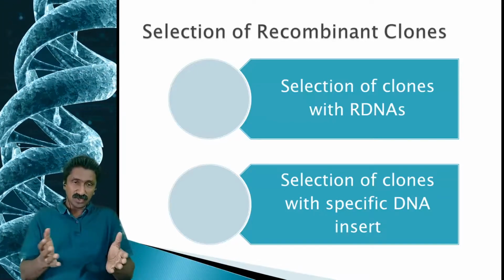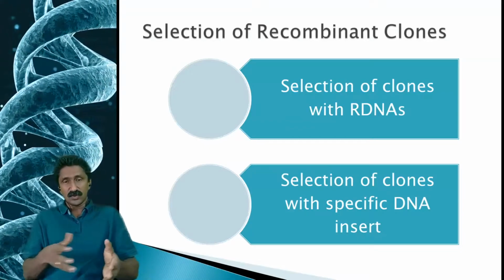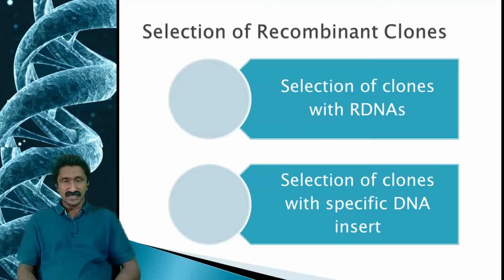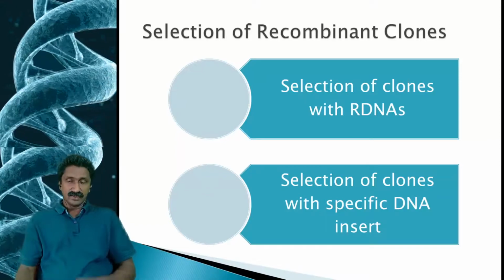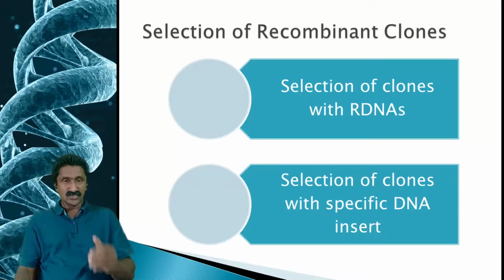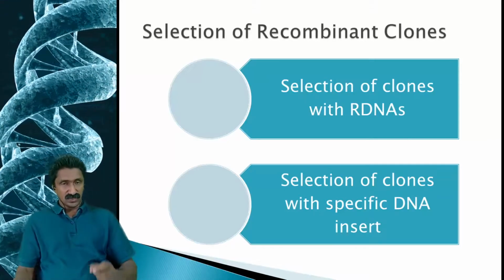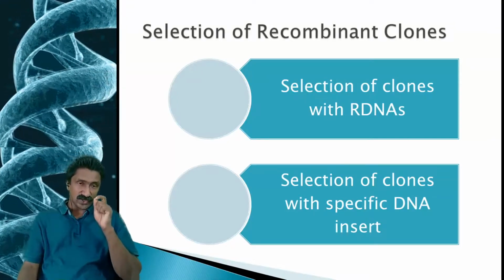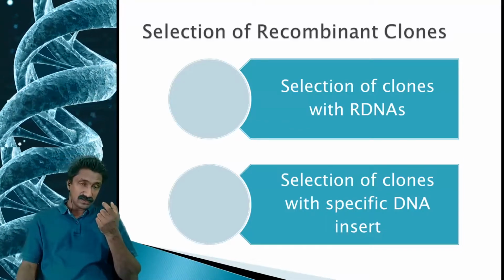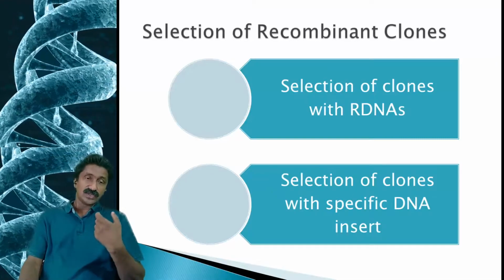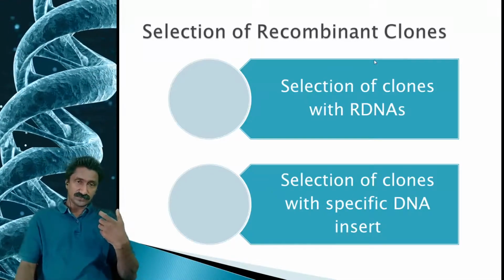There may be unwanted or undesired DNA fragments incorporated along with the desired DNA. So you need to eliminate those unwanted DNA fragment inserts, and the clones containing that type of inserts need to be eliminated. So in this step of the selection process, we need to identify the clones with the rDNAs, and from among those rDNA constructs, we have to identify the clones with the specific DNA insert of your interest.